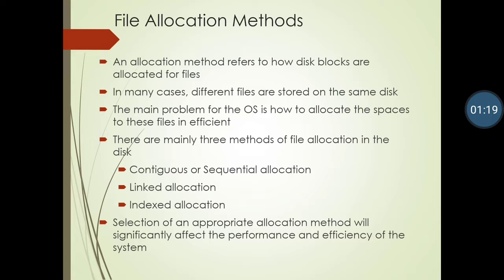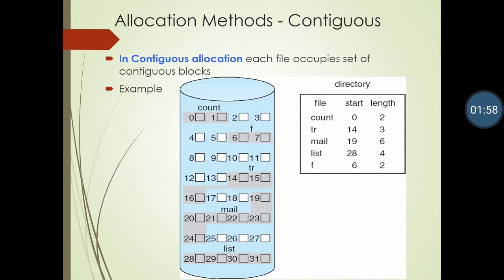In many cases, different files are stored on the same disk. The main problem for the OS is how to allocate the space to these files in an efficient manner. There are many methods available. Out of these, three are important ones: contiguous or sequential allocation, linked allocation, and indexed allocation. Which algorithm can we choose? Selection of an appropriate allocation method will significantly affect the performance and efficiency of the system. So we can see them one by one.